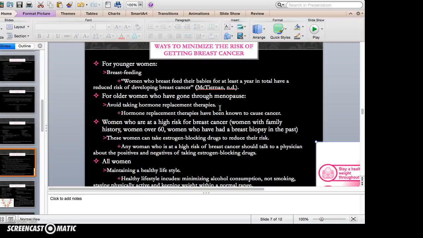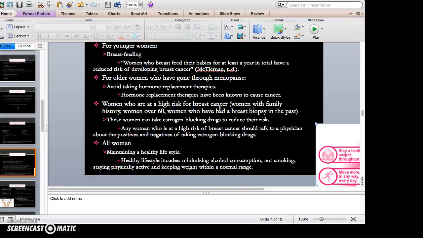Women who are at a high risk for breast cancer, which includes women with family history, women over 60, or women who have had a breast biopsy in the past, whether it was cancerous or not, can take estrogen blocking drugs to reduce their risk. Any woman who is at high risk of breast cancer should talk to a physician about the positives and negatives of taking estrogen blocking drugs. Some things that all women can do are maintain a healthy lifestyle, which includes minimizing alcohol consumption, not smoking, staying physically active, and keeping weight within a normal range.